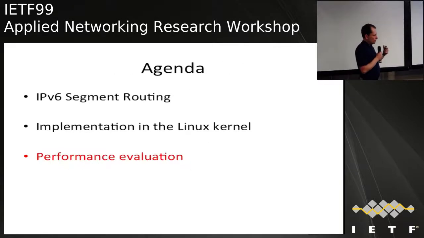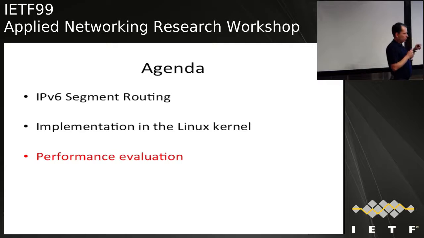Everything has been implemented by David in the Linux kernel. It was initially in Linux 4.10, so it's part of the mainline kernel, and it has been improved. The improved version is now part of Linux 4.12. So the next time you download a recent Linux kernel, you will have IPv6 segment routing for free, and you will be able to play with it. I've seen that at the hackathon, there is a group already doing a configuration with NETCONF on top of the IPv6 segment routing implementation. So people are already playing with it.